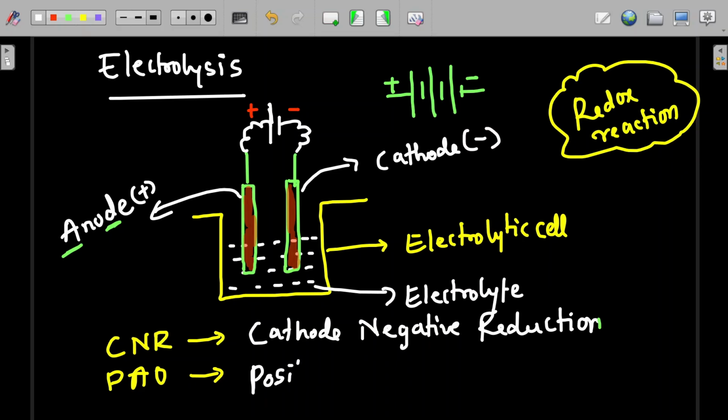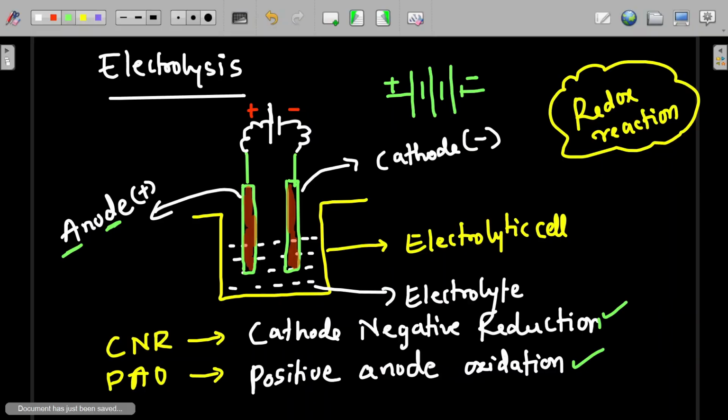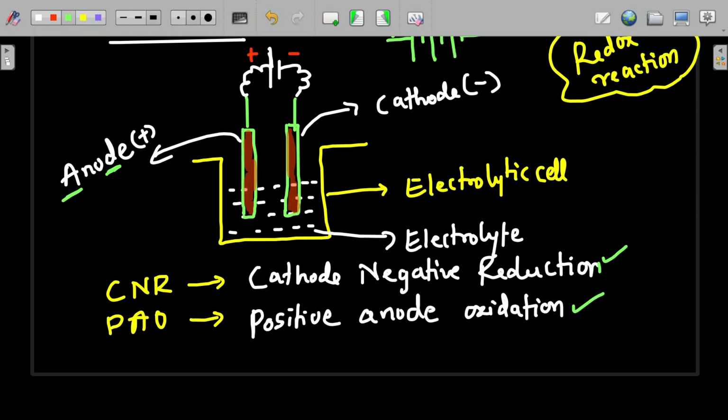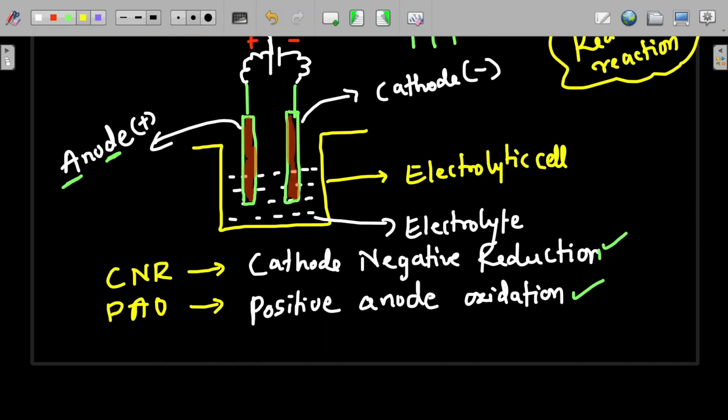P for positive, A for anode, and O for oxidation. Cathode is negatively charged, and reduction takes place. Anode is positively charged, and oxidation takes place. So which one is the oxidizing electrode? Anode. Which one is the reducing electrode? Cathode. Many people lose marks for these kinds of questions in MCQs. So if you remember this mnemonic, it will help you.